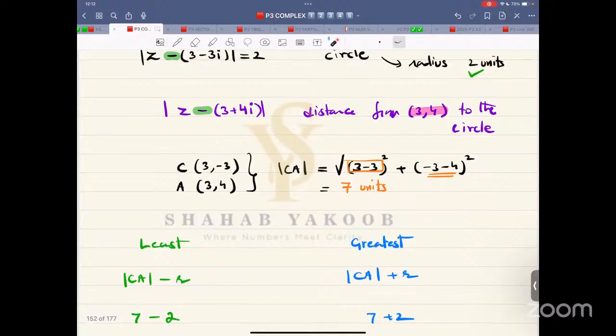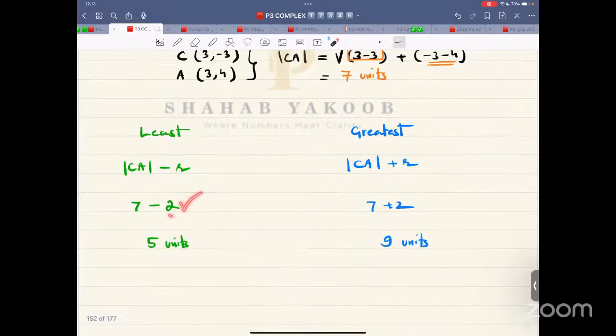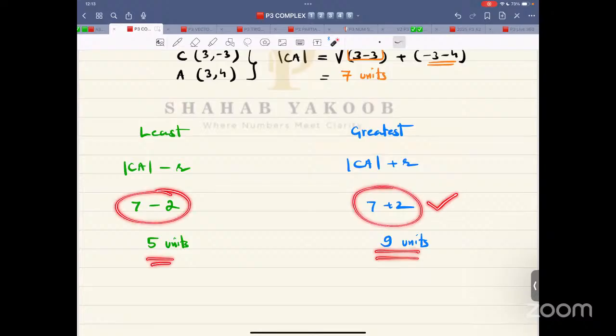But from a point to a circle, now they are asking the magnitude of this thing. That means from this point, from 3, 4 to the circle. So take 3, 4 and 3 minus 3. Find the distance, that is 7 units. Subtract the radius, you'll get the least value. Add the radius, you will get the greatest value.